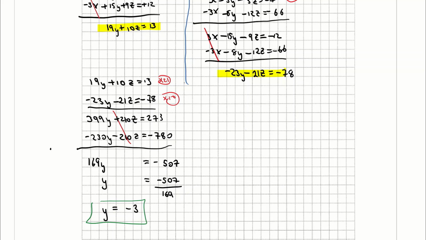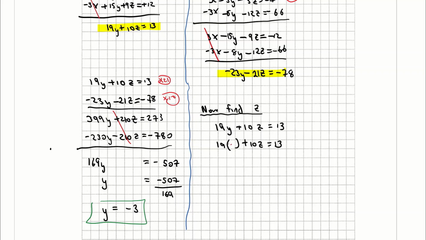Now I'm going to come over and find my z based on that result. So now find z. I can take either of these two equations, the 19y, the 23y, or the 399, or the 230. It's up to you. I'm going to take the first one there, 19y plus 10z is equal to 13. I'm going to sub in my value for y and solve for z. And my value for y is minus 3. 19 by minus 3 is minus 57. Plus 10z is equal to 13. I'm going to add 57 to both sides, which is giving me 10z is equal to 70. So dividing across by 10 is giving me z as a value of 7.